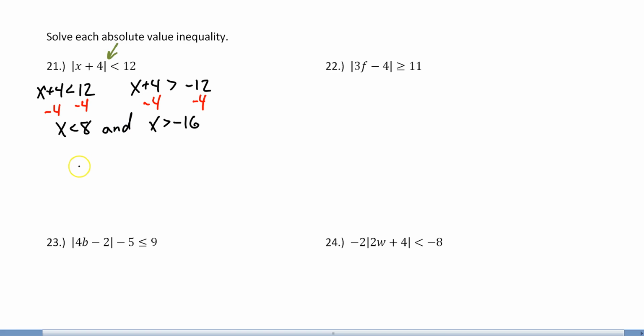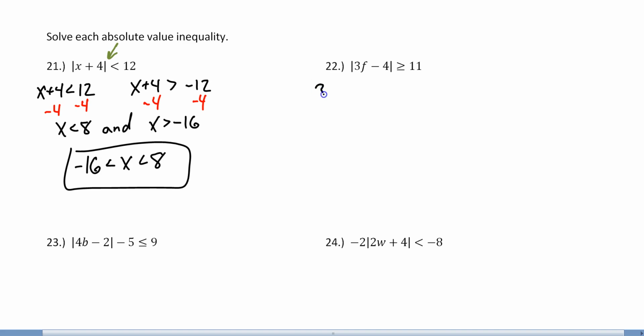That could be our answer, but it's more appropriate to write it this way, negative 16 less than x less than 8. Okay? With the ands, we can write it as one string like this. It's a nice, neat, succinct way of writing it. Okay? Next one, same kind of thing.